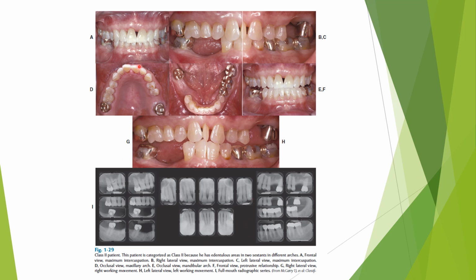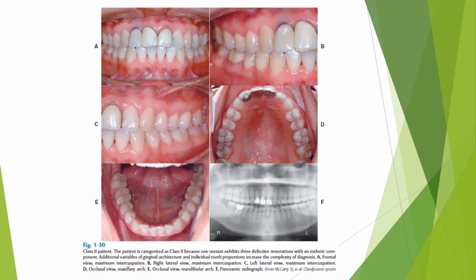So guys, you can see that two sextants are involved, right? That's the maxillary, this is the mandibular, yes. And the teeth might require some therapy. Yeah, the abutments, guys. That's why we have taken an IOPA for the same. So this is a class 2 case.